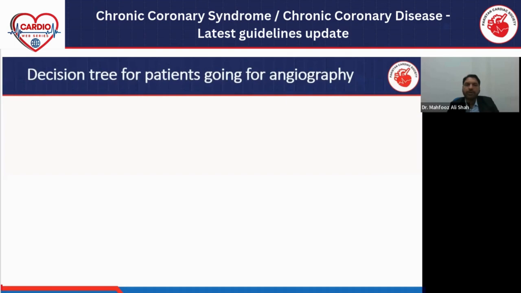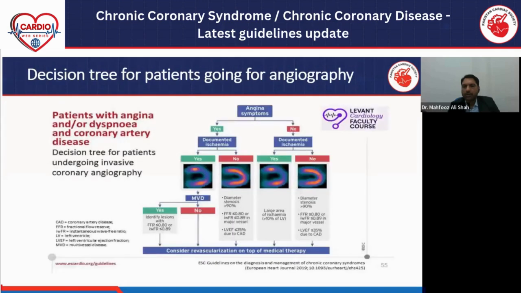So, the decision tree for a patient going for angiography. There are two types of patients. First, patients who are very high risk, and we take them directly to the table for the case. And other patients who came to us previously, on the basis of their non-invasive investigations.